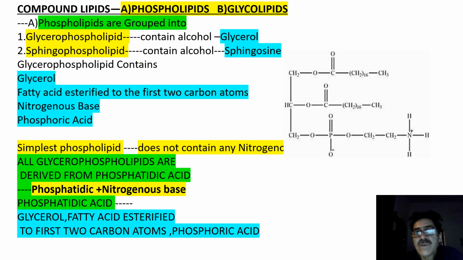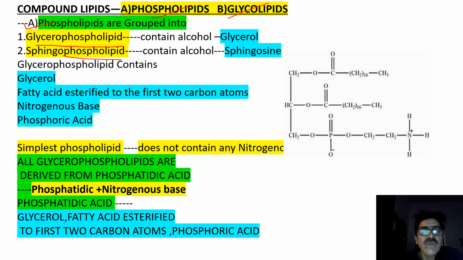So in previous videos we have classified lipids into three classes: simple lipids, complex lipids, and finally derived lipids. We have defined lipids. We have discussed triglycerides, fats, oils, and waxes also. Now compound lipids are grouped into two classes: phospholipids and glycolipids. Now phospholipids are further grouped into glycerophospholipid and sphingophospholipid.